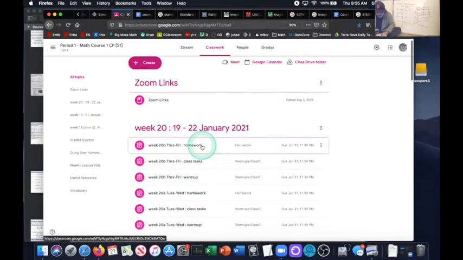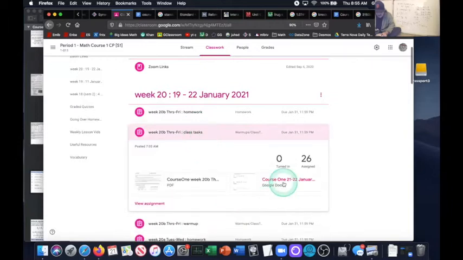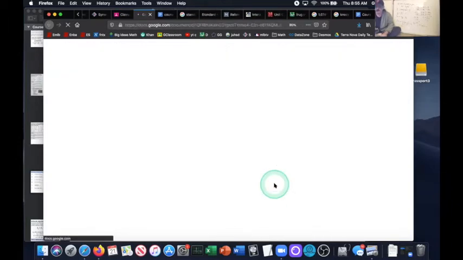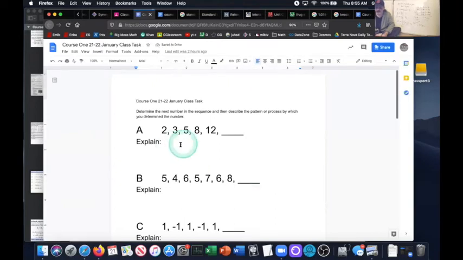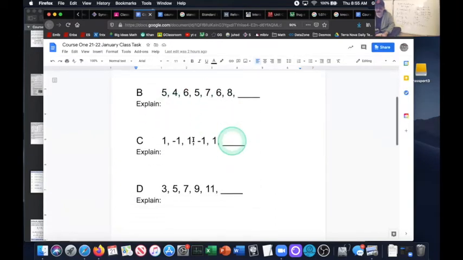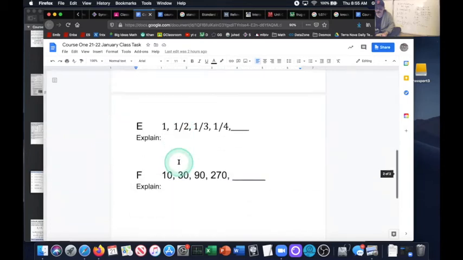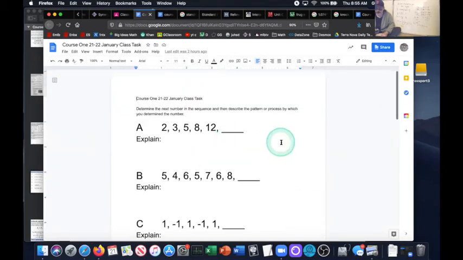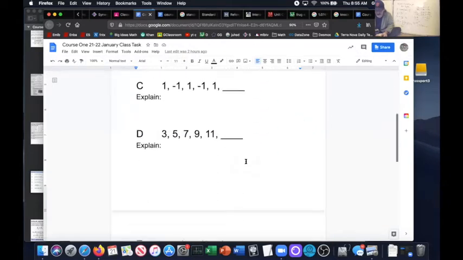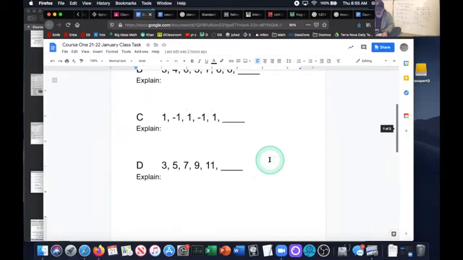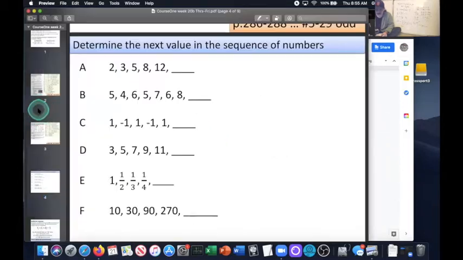So on the class task, I went ahead and gave you a Google Doc, so that way you can just type this in and then just put a little explanation behind your reasoning. Okay, so let you guys work on this for a moment. I'll come in and provide some assistance shortly. But right now, this is what you're working on. So based upon the pattern that you see, what do you think the next number in the sequence is going to be?